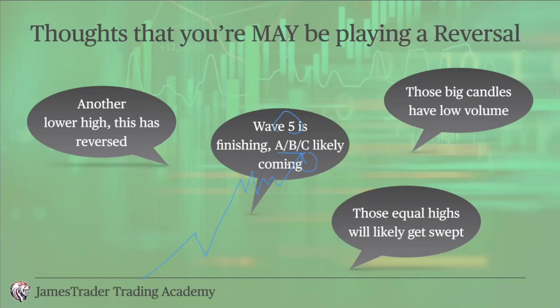Identifying this pattern would be a good way of saying, oh, I'm going to play a reversal. Maybe you're trying to play this first leg down, ABC, or you wait for the B correction to play the C wave down to a particular zone that you have in here. That's a clue that you're playing it the right way.